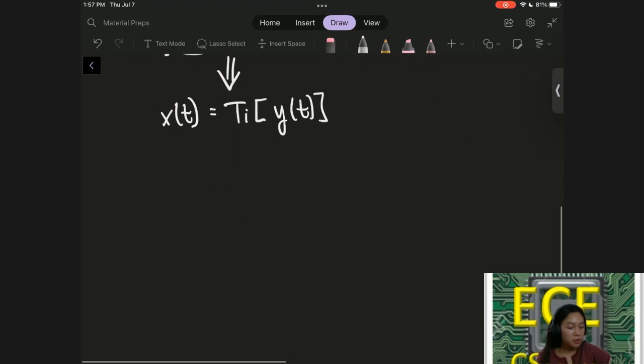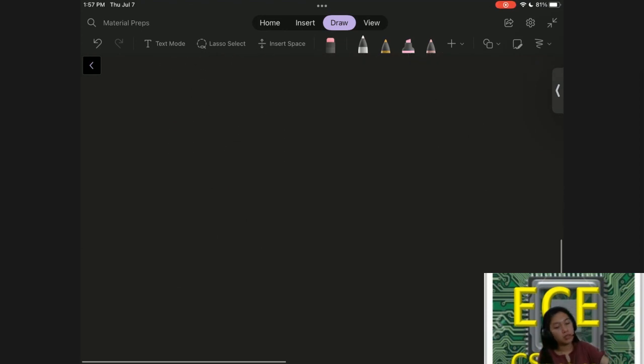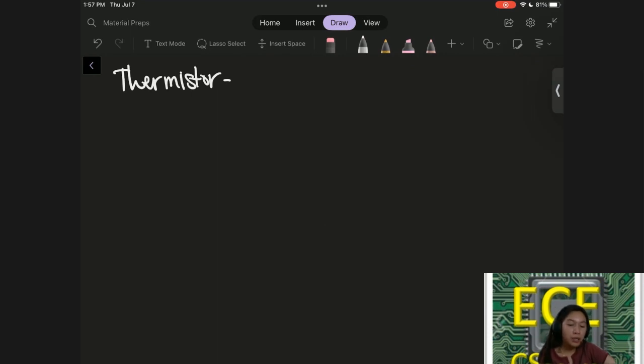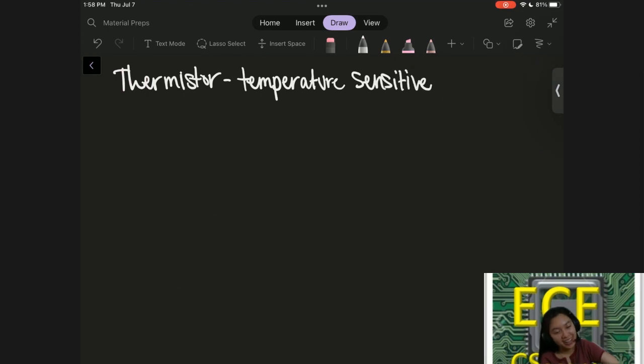An example of this is used in the thermistor. A thermistor is a temperature sensitive resistor, which means its resistance changes depending on the temperature of its environment.